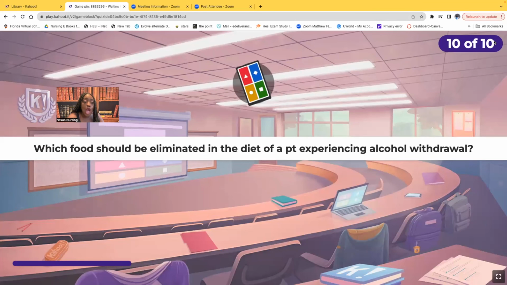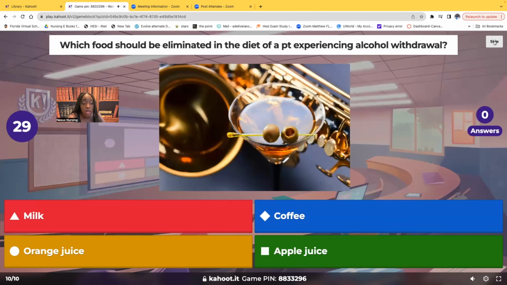Last question. Which food should be eliminated in the diet of a patient experiencing alcohol withdrawal? Would it be milk, coffee, orange juice, or apple juice? I should say which drink because these are drinks. So, which drink should be eliminated in the diet of a patient experiencing alcohol withdrawal?